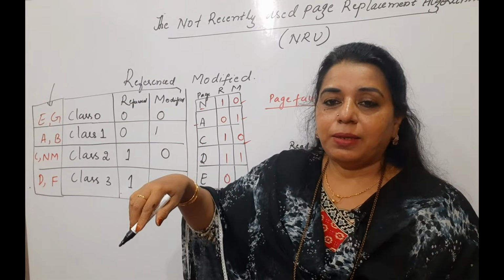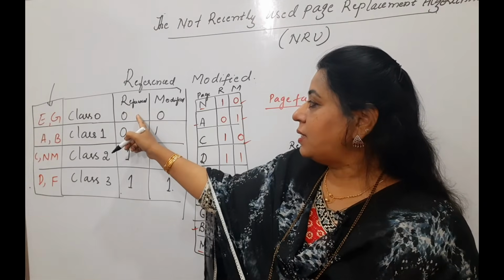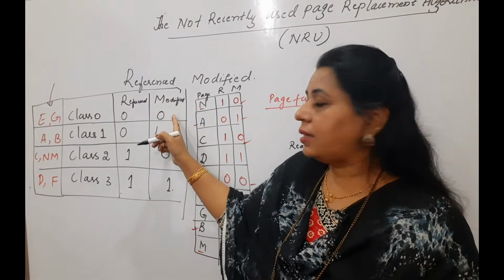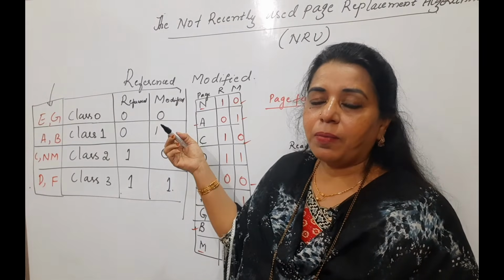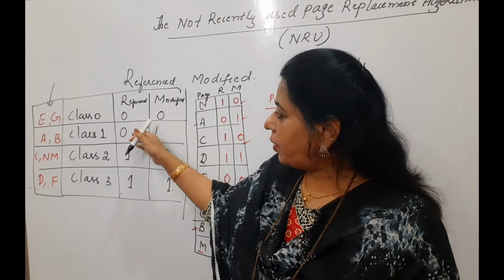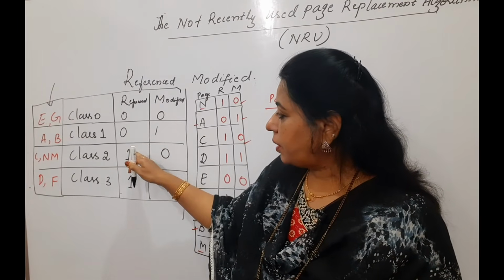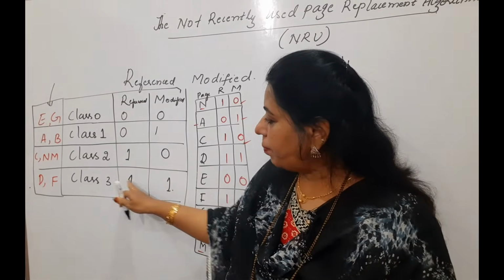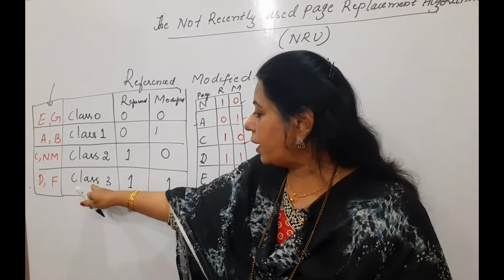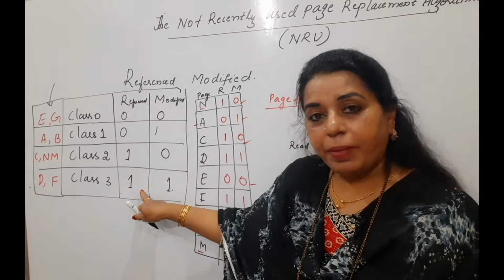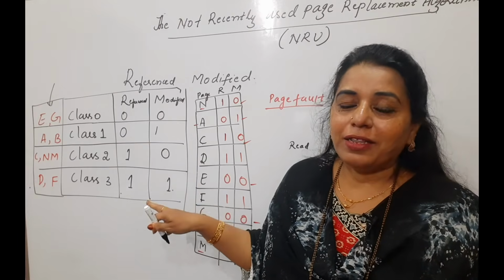So what have you understood? Class 0 is given less importance, so you select a page first from class 0. The reason is the page is just read and nothing is modified, so we are not giving more importance here. Next importance is for class 1, then class 2. Finally the most importance is given to class 3. That means you don't want to replace a page belonging to class 3. Class 3 is where a page is read as well as modified. So this is how the algorithm works.